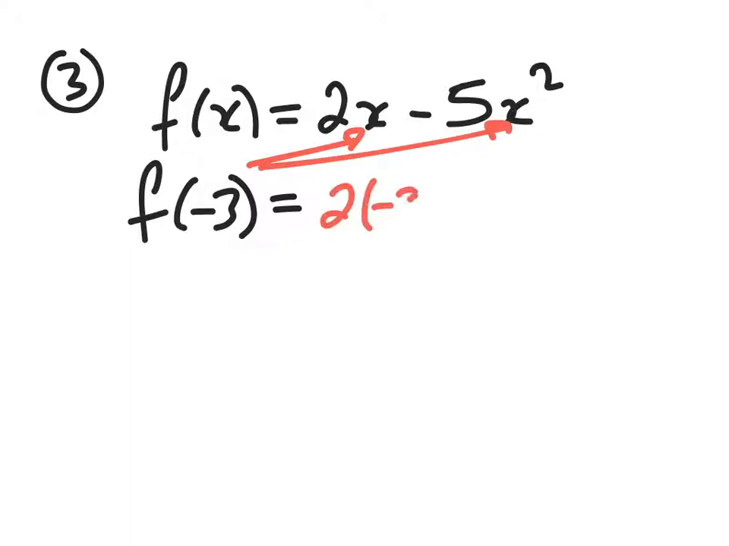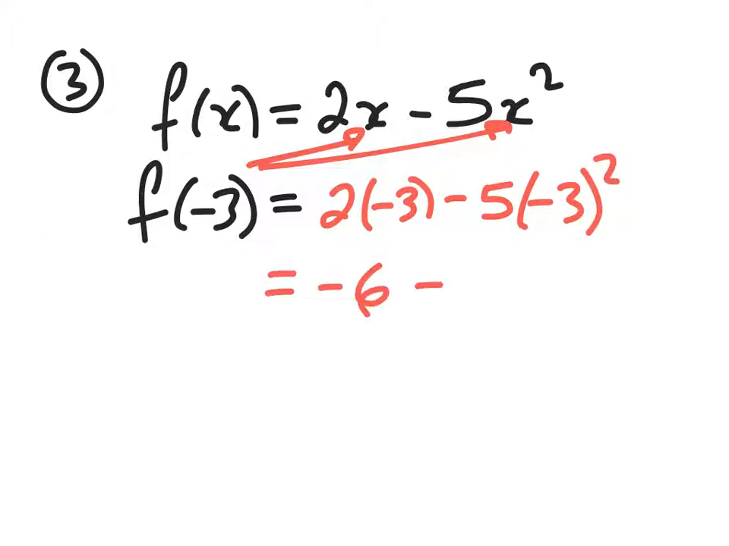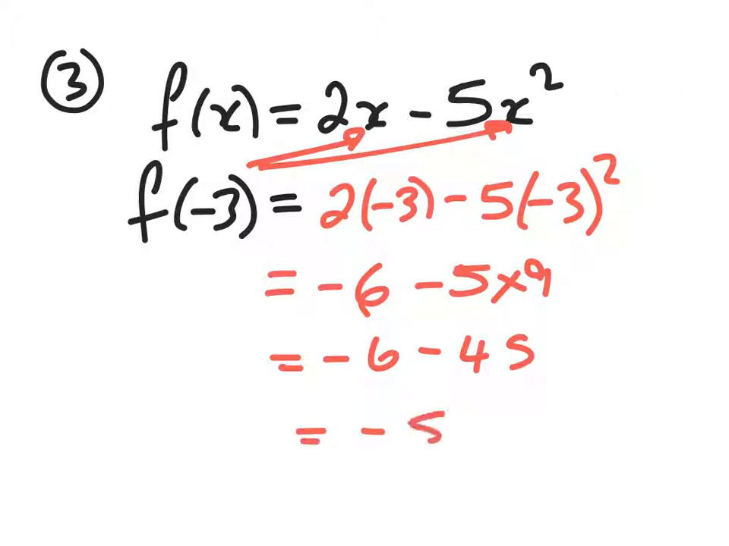So that's 2 times negative 3, take away 5 times negative 3 squared. 2 times negative 3 is negative 6. Take away 5 times 9. Negative 6 take away 45 is negative 51.